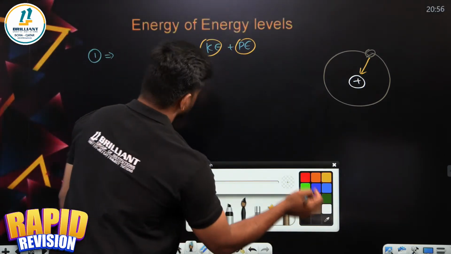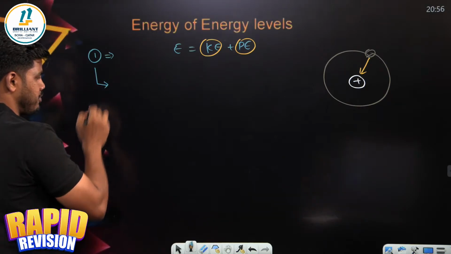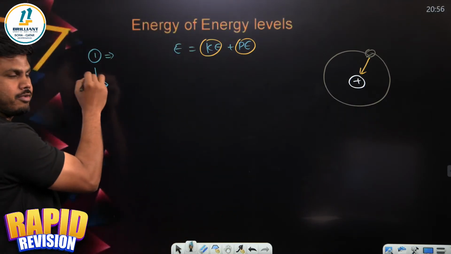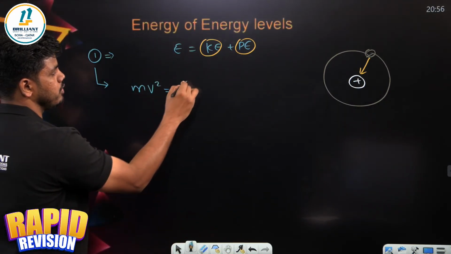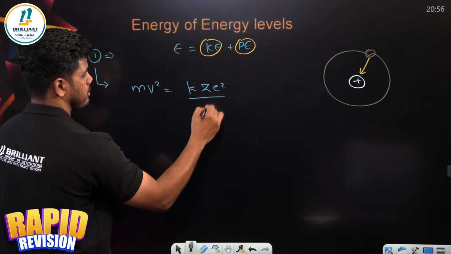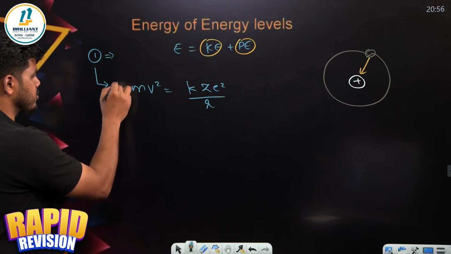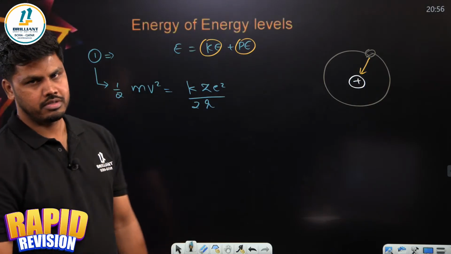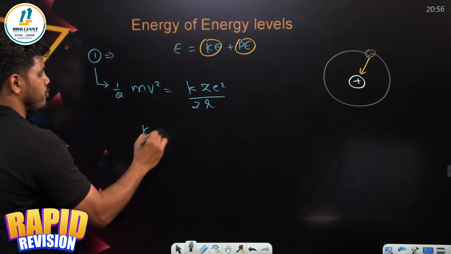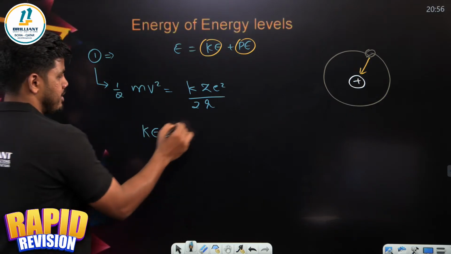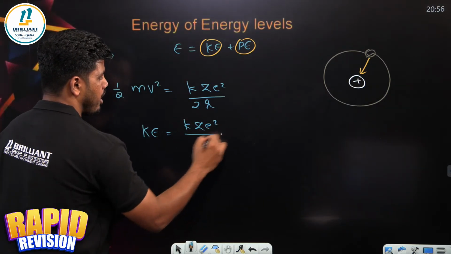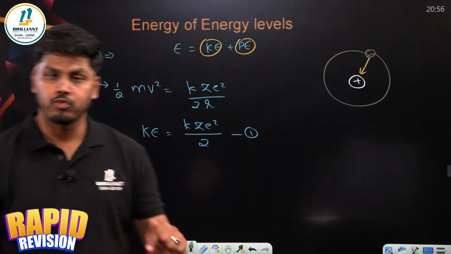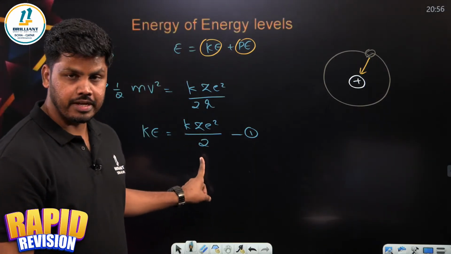Good. See, again, first postulate, we can go to the first postulate. I gave you a glimpse of that right in the beginning when we did this, like in the first postulate, mv square is equal to k z square by r. Kinetic energy is half mv square, multiplying with half on the other side to balance that, done. We get kinetic energy of electron revolving in an orbit, k into z square by 2r. Equation number 1. One form of that kinetic energy.